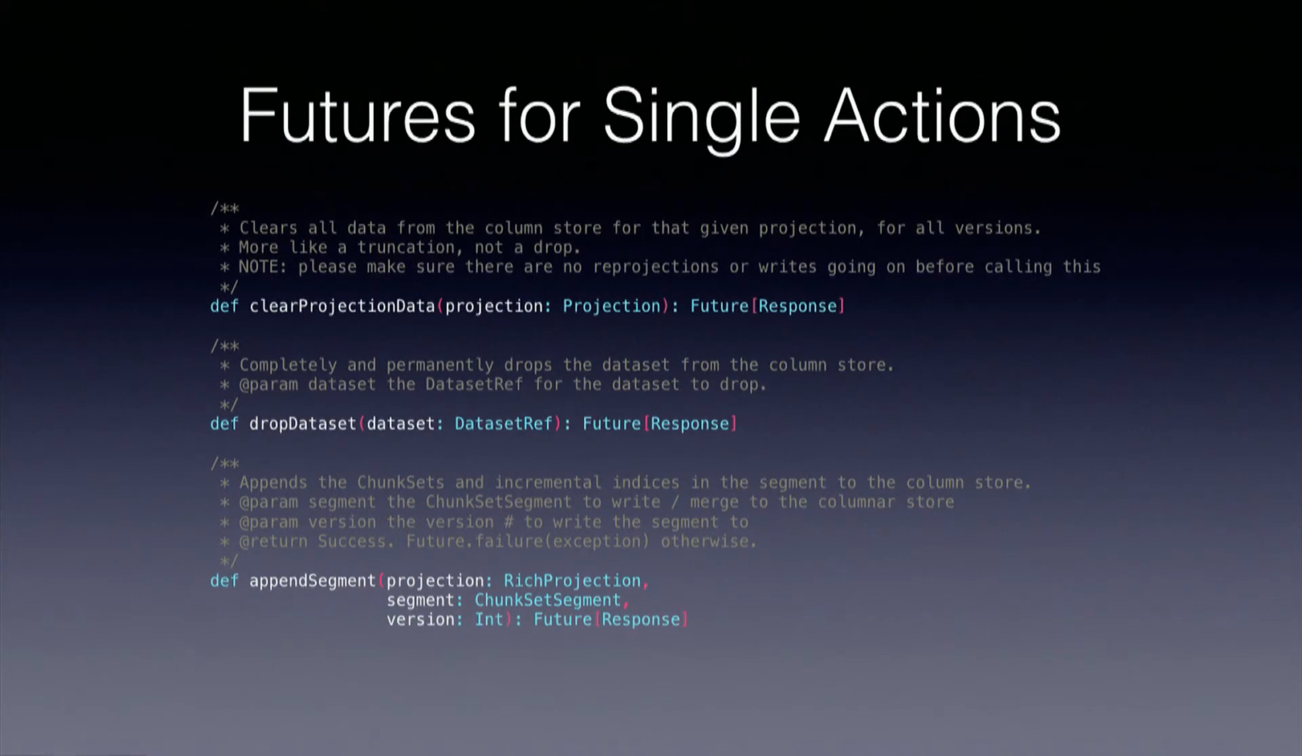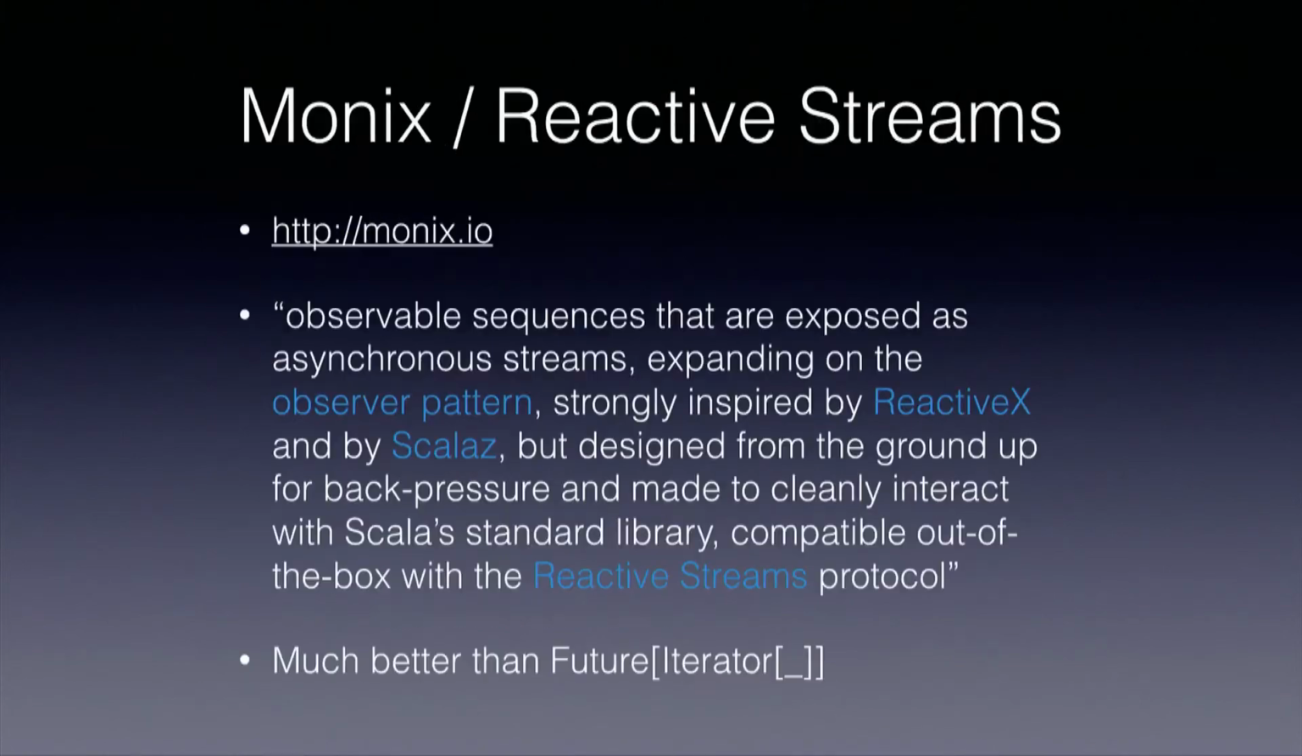Now, when we originally wrote this, the reactive streams landscape was really nascent. It was just starting out. And so we did a lot of things with futures, including things that probably should not have been. I give an example of an append, a write API. But a lot of these things we've started to migrate into using reactive streams.